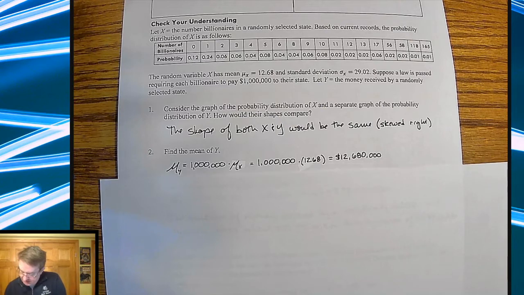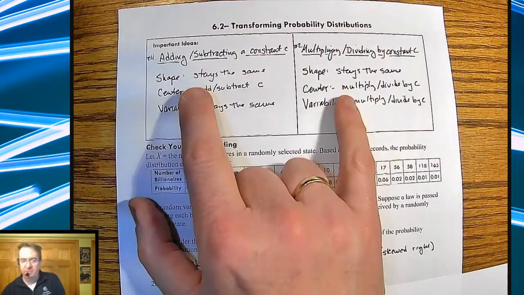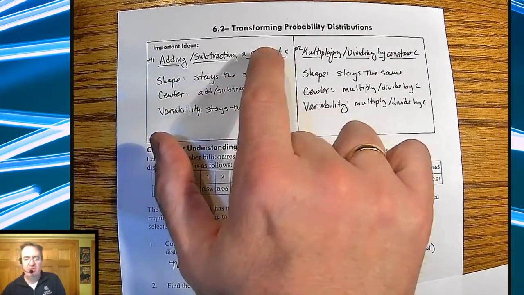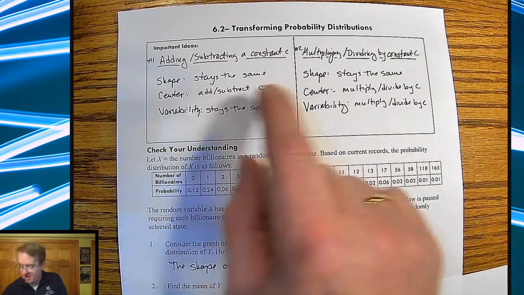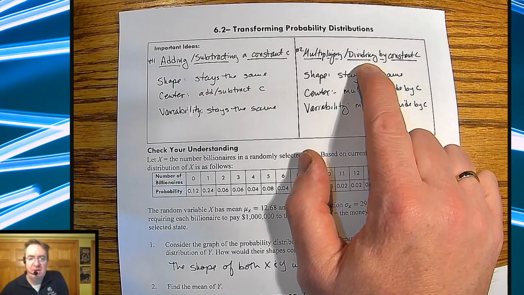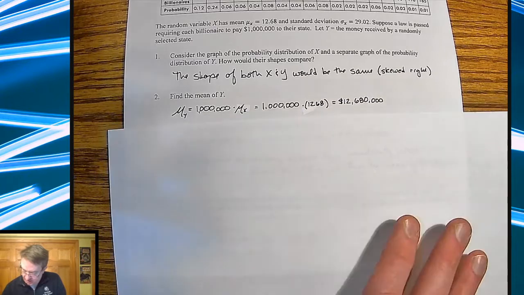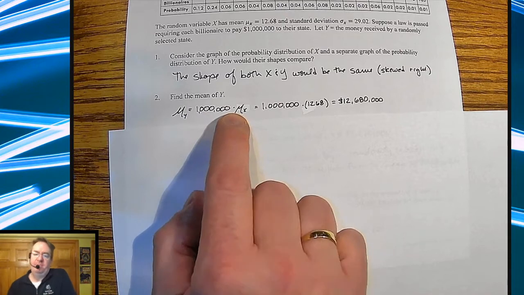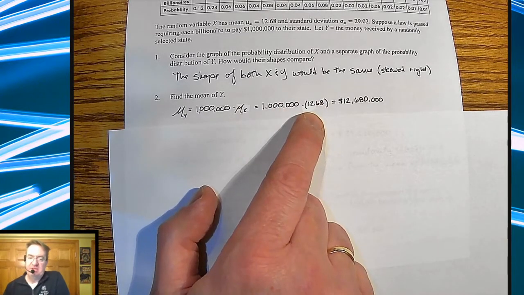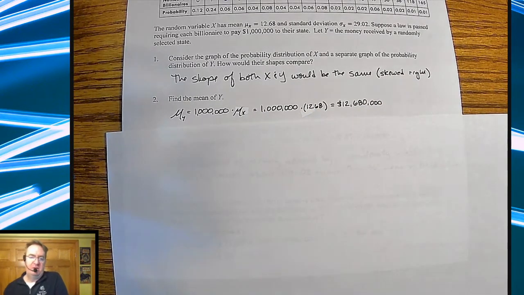So the second one asks for the mean of Y. Now remember, for the mean, which is up here, the center, you're going to do whatever is happening to the data. So if you're adding something to all the data, then you're going to add it to the mean. If you're dividing or multiplying every piece of data by a constant, that's going to happen to your mean as well. Okay, so down here, we're going to take the mean. The new mean is going to equal $1 million times the old mean. So that's $1 million times 12.68. So the average amount of money that each state should get is $12.68 million.